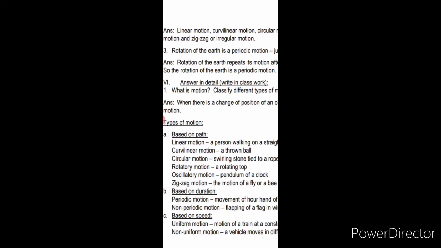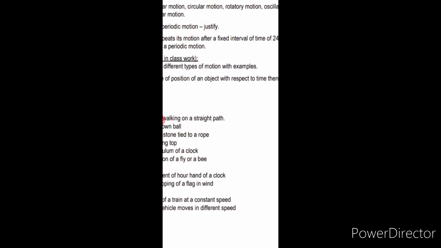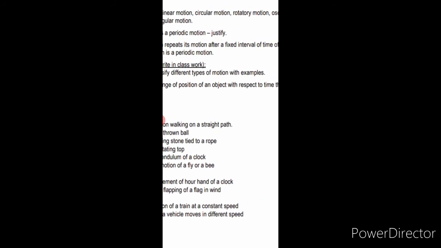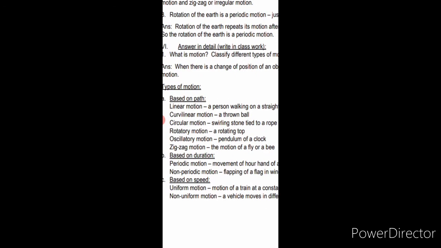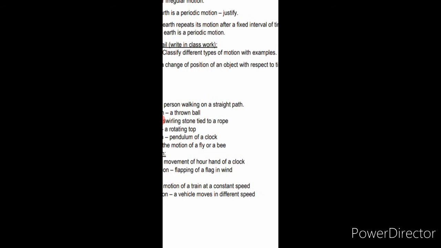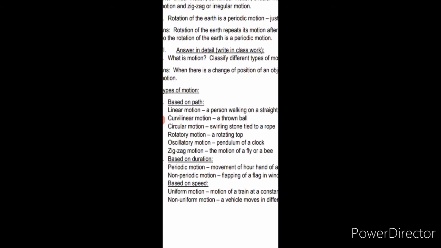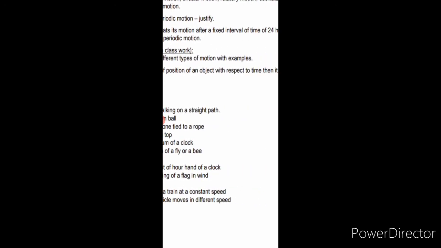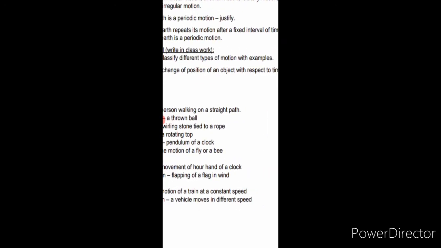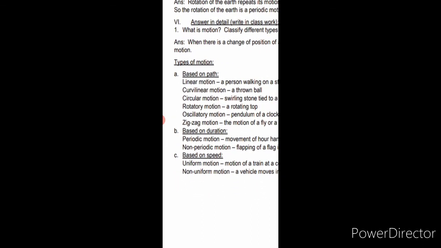Now, I have given you a detailed question. What is motion? Classify different types of motion and give examples for each. With examples you are supposed to answer. Now, what is motion? When there is a change of position of an object with respect to time, then it is called as motion. There are different types of motion based on path, based on duration and based on speed.